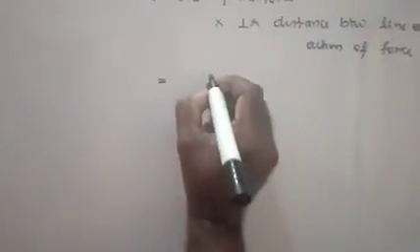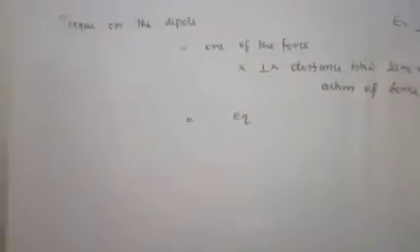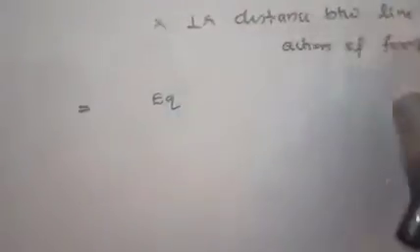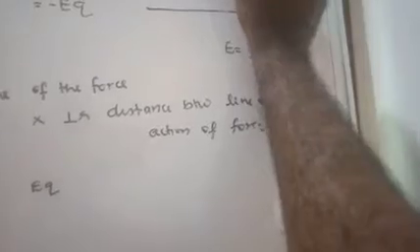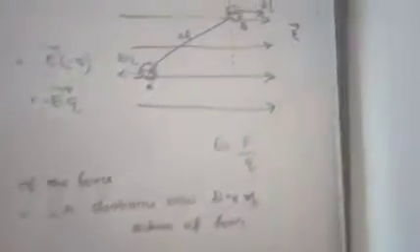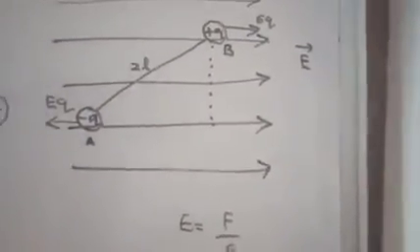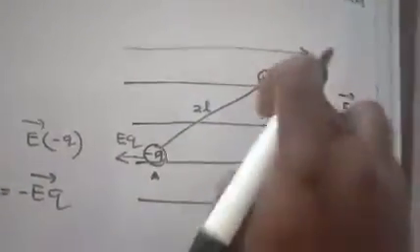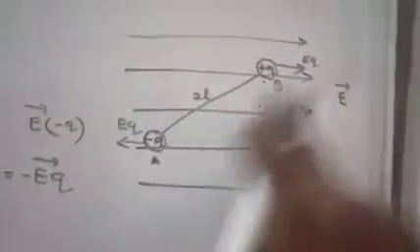So you take one of the forces, qE. Now we require the perpendicular distance between the two forces. For that I drop a perpendicular in this figure and mark it as C. Here this distance BC is the perpendicular distance between these two directions.